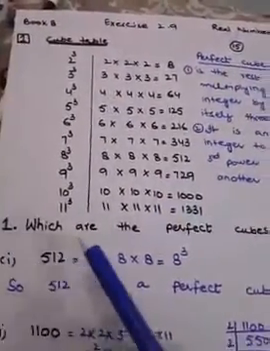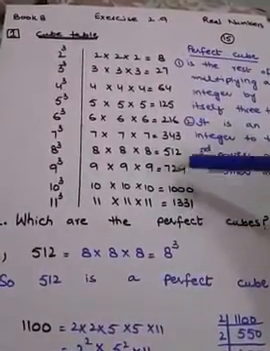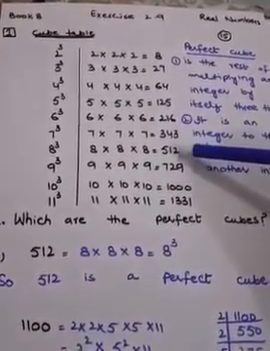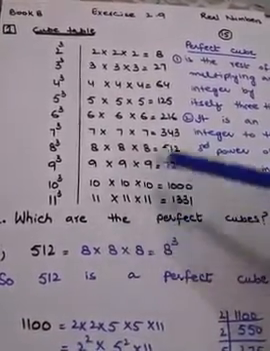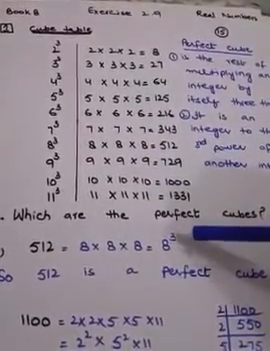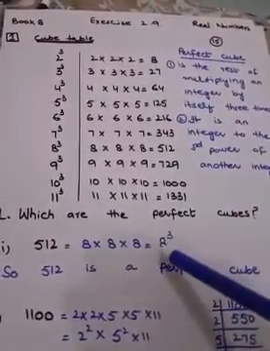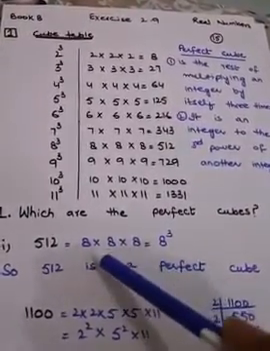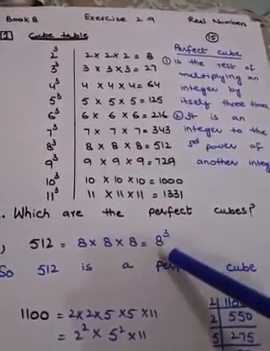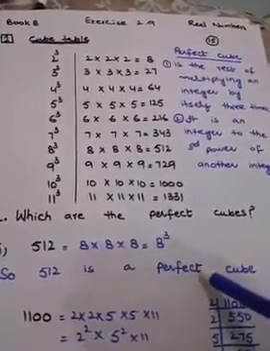Now question number 1. Which are the perfect cubes? Now 512. Let's see in our table. Here it is, 512. So 512 can be written as 8 into 8 into 8, and this is equal to 8 cube. Now we can say 512 is a perfect cube because it is the result of multiplying an integer 3 times, or it is an integer to the third power of another integer. Are you clear? So 512 is a perfect cube.